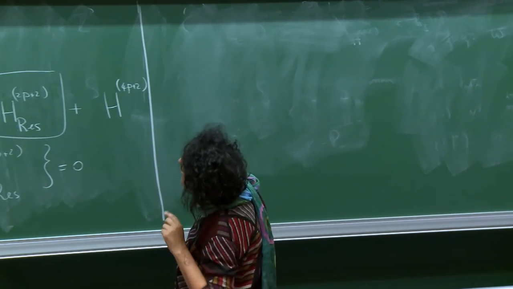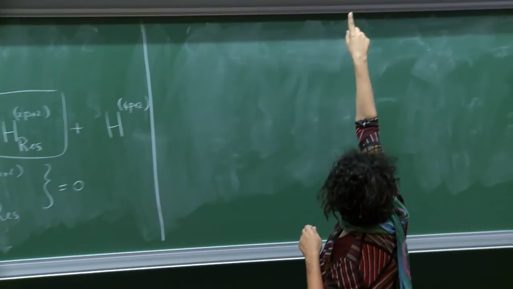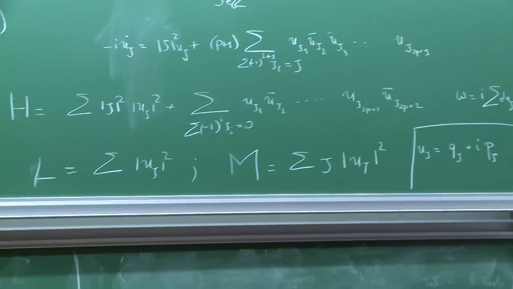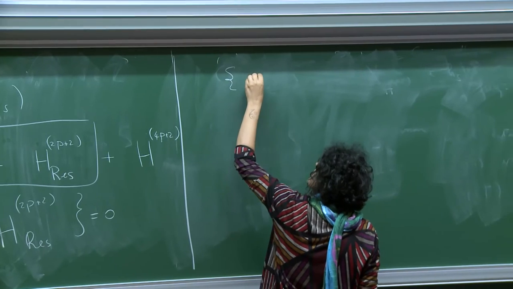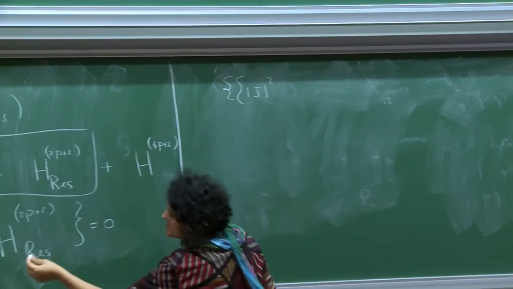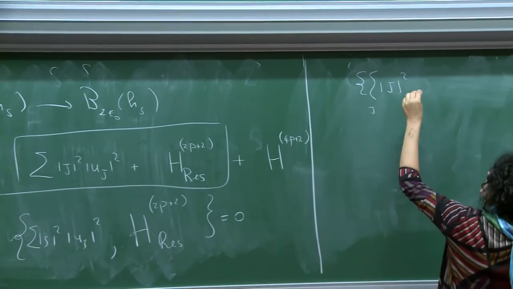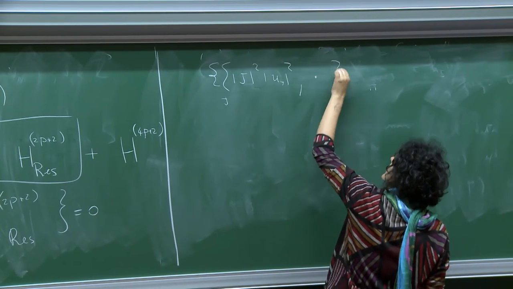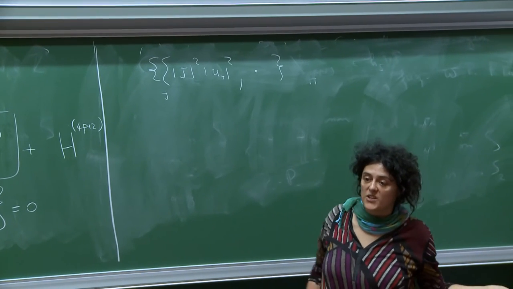I said I have to compute the projection of the term of degree 2p plus 2 onto the kernel of the adjoint action of this operator here. The sum of lambda j squared times u j squared, I forgot the sum here, obviously. Okay? This is a linear operator acting on Hamiltonians. And I want to compute the kernel.